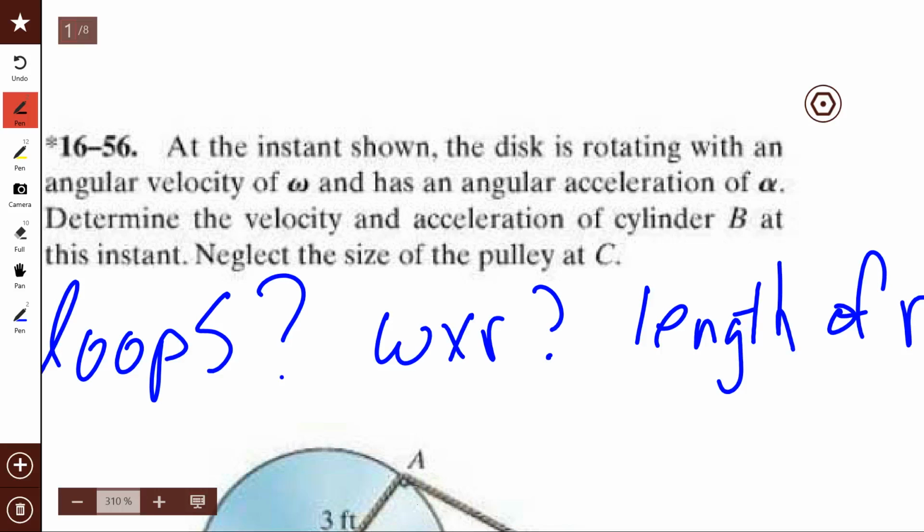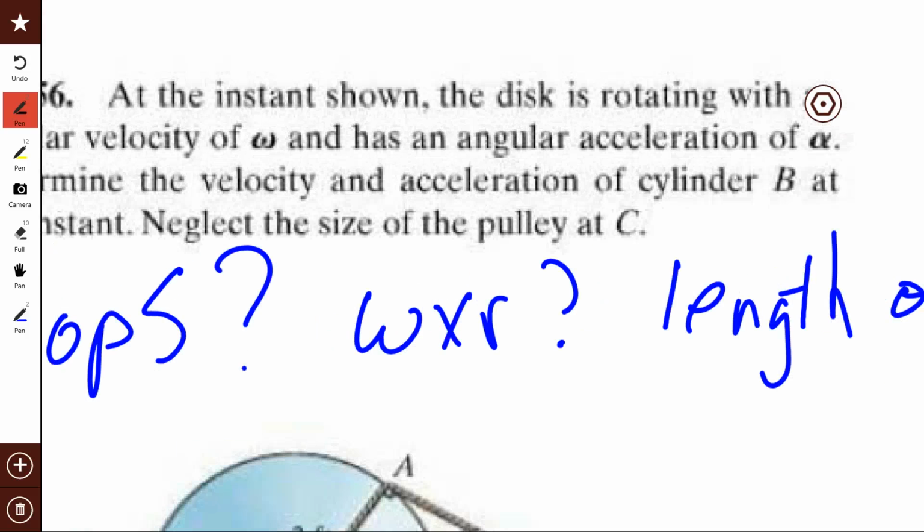At the instant shown, the disk is rotating with an angular velocity of omega. So that means they're going to tell me that. They're going to say it has this omega and has an angular acceleration of alpha. That's their way of saying, I'm not going to tell you the numbers now, but I'm going to tell you what they are, so you can pretend like you know them. Determine the velocity and acceleration of cylinder B at this instant. Neglect the size of pulley C.